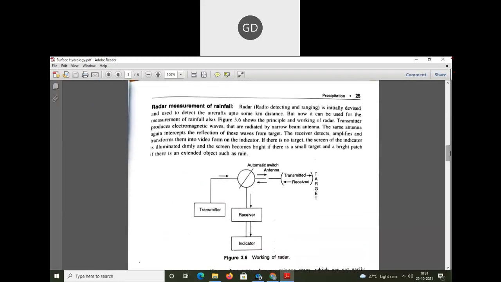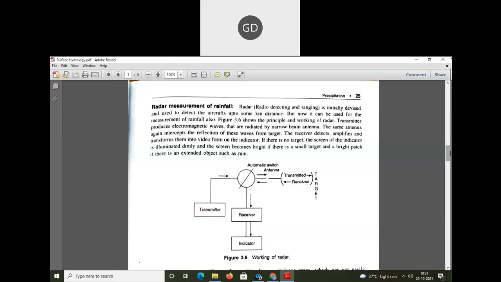Basically, this radar measurement of rainfall. Radar, as you all know, stands for radio detecting and ranging. This kind of instrument was first used to detect how many kilometers away aircraft were running. But nowadays this radar can be used to measure rainfall data also.